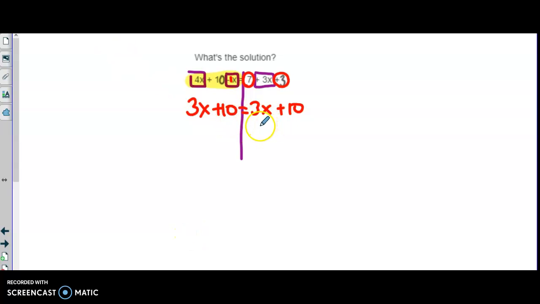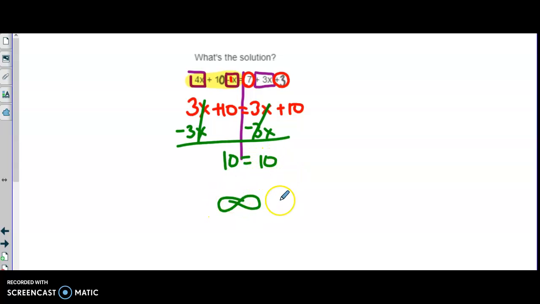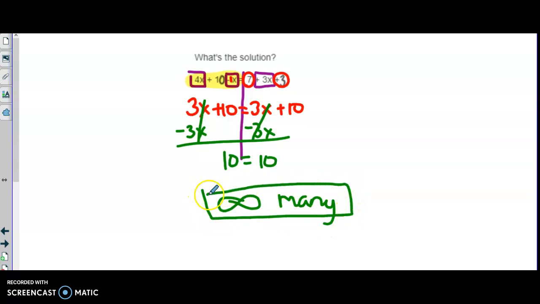So since both sides are the exact same, I'm going to end up in a situation where no matter what I plug in, it is going to work because this is a true statement. So I have infinitely many solutions. Now remember, it doesn't have to say 10 equals 10. That was just ironic that they both ended up that way. Your equation could say 2 equals 2 or x equals x. Any true statement, anything that's actually equal, will give you infinitely many solutions.